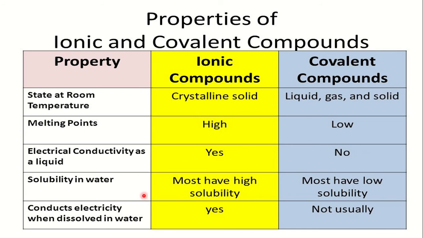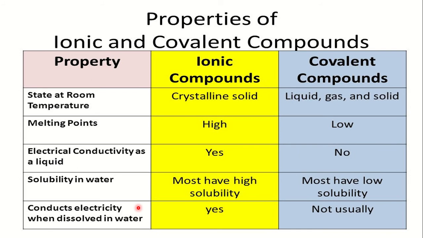Solubility in water. Most of the ionic compounds are highly soluble into water. That means ionic compounds have high solubility into water and covalent compounds have low solubility. Most of the covalent compounds are insoluble into water, or we can tell they have low solubility into water.